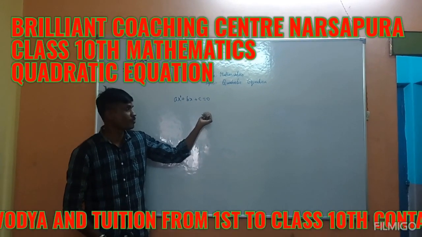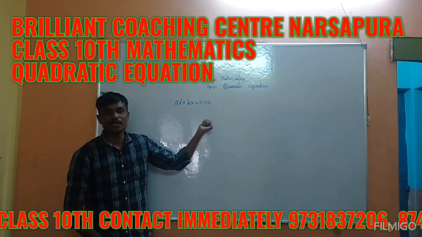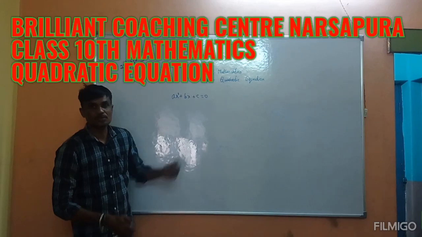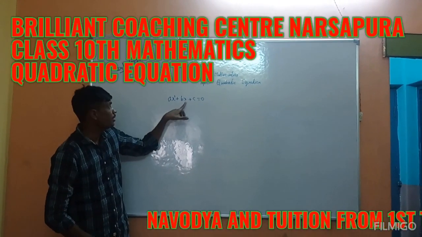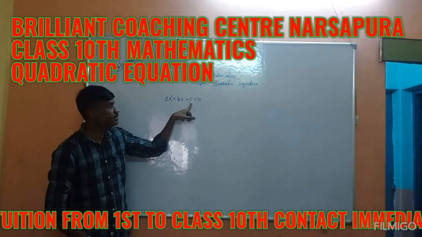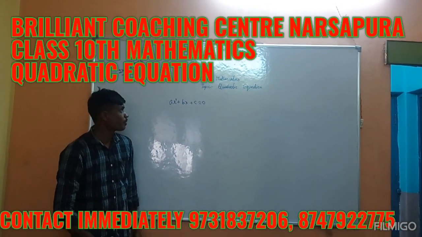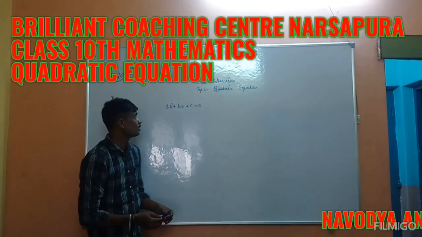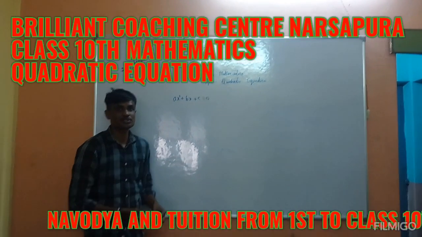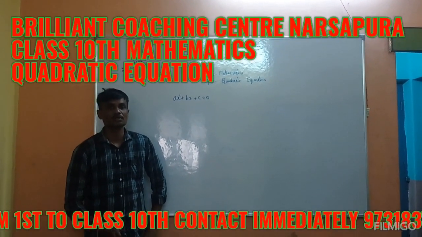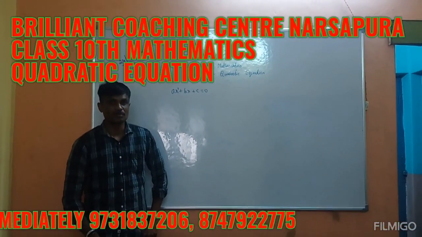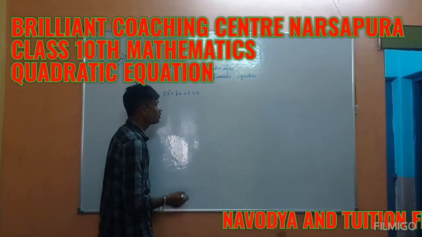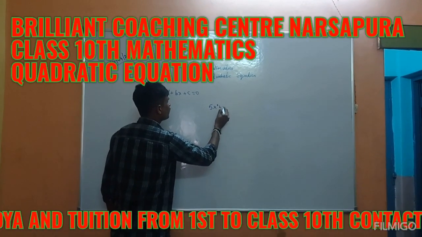quadratic equation. Every quadratic equation has two roots. Here in this equation, the x square coefficient is a, the x coefficient is b, and c is the constant term. We can solve problems based on factorization or problems based on the formula method.